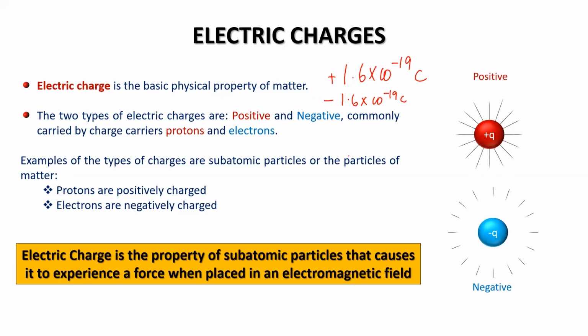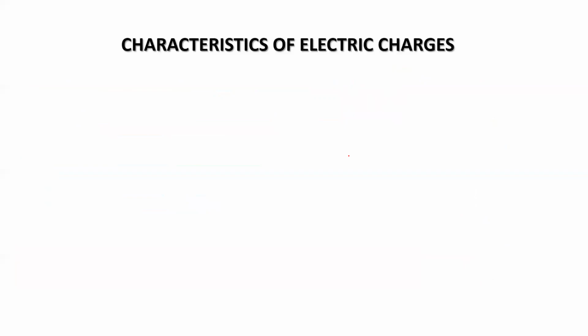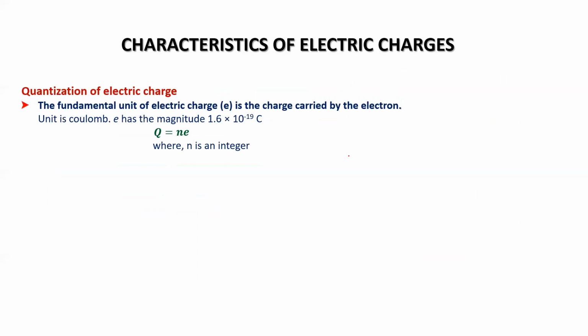Right. So now let us discuss the characteristics of electric charges. The first important characteristic of electric charge is the quantization of electric charge. You know what charge is. There are two types, positive charge and negative charge. The magnitude of the charge is 1.6 × 10^-19 coulomb. For a proton, it is +1.6 × 10^-19 coulomb. For an electron, it is -1.6 × 10^-19 coulomb.